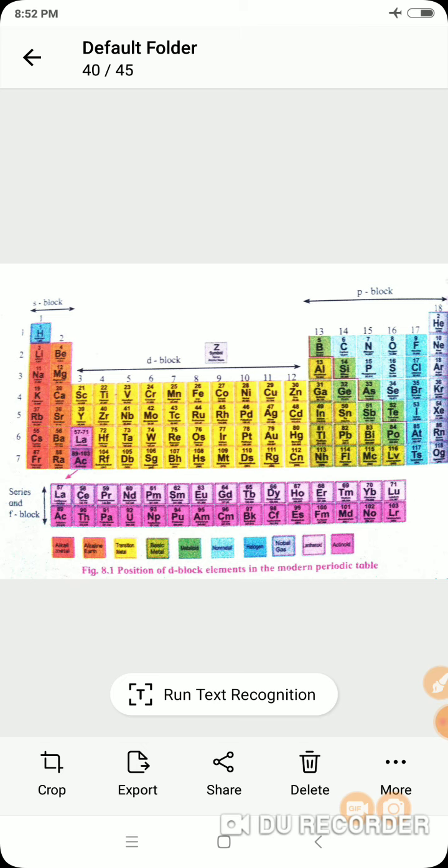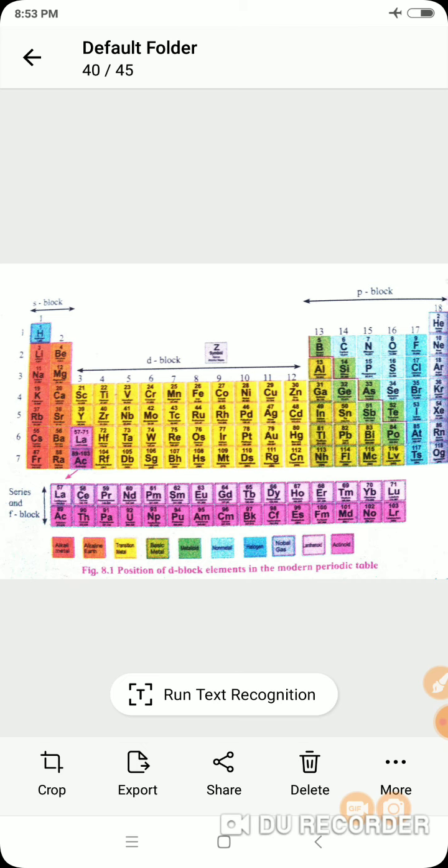Today we discuss the next part of chapter number 8, that is transition and inner transition elements. In the previous video, we learned about the introduction of the transition elements, and that the transition elements are placed in the D block of the modern periodic table.